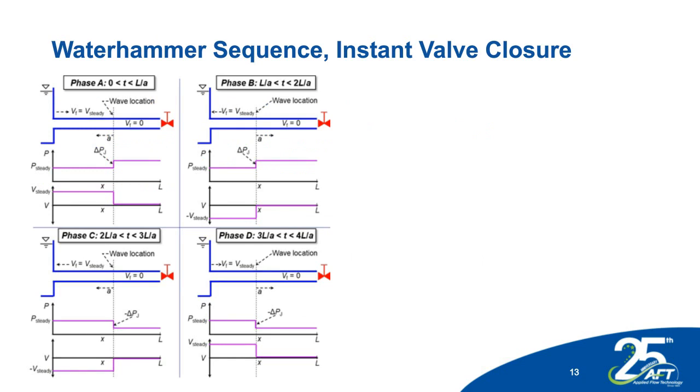This chart here is going to show us just the Waterhammer sequence and kind of the physics of what happens when you have an instant valve closure. We're going to start with the top left here. We'll call that phase A. This is a time frame where the time is greater than 0, but it's less than the L over A in the system.